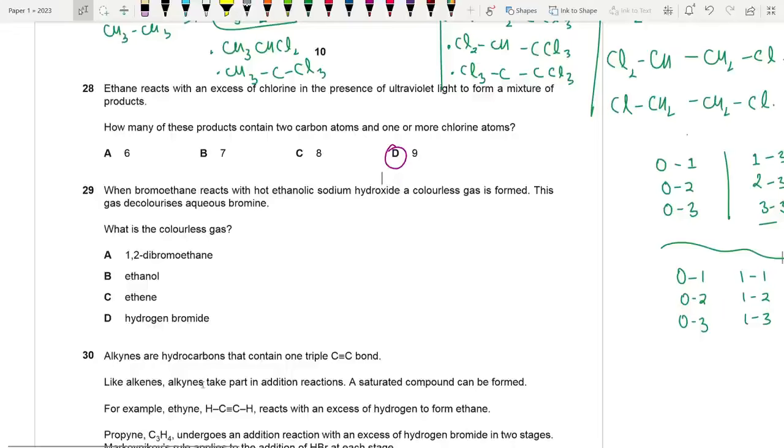When bromoethane reacts with hot ethanolic NaOH, a colorless gas is formed. Ethanolic NaOH is used for elimination reactions. The gas decolorizes aqueous bromine, so it's an alkene. So bromoethane, which is CH3CH2Br, it will form CH2CH2, which is ethene after the elimination reaction. What is the colorless gas? This is ethene.